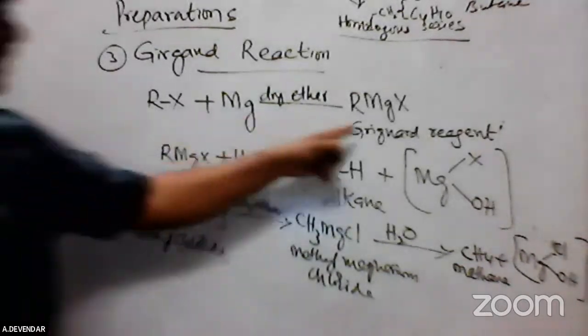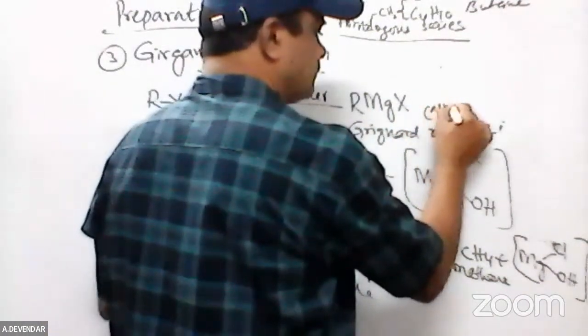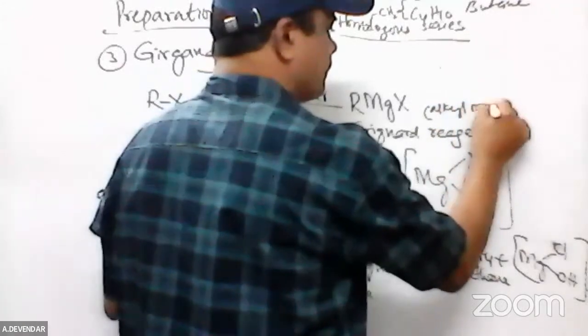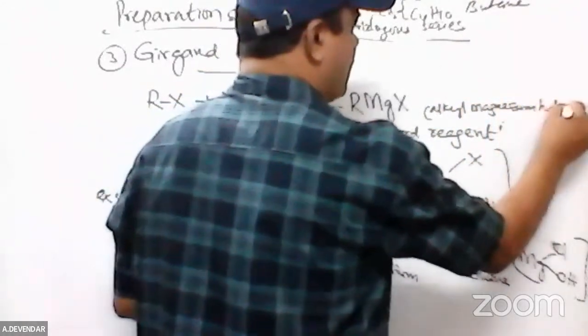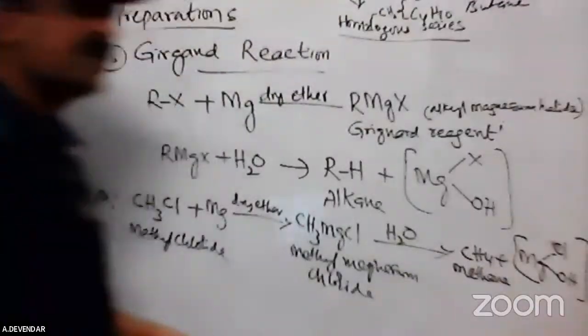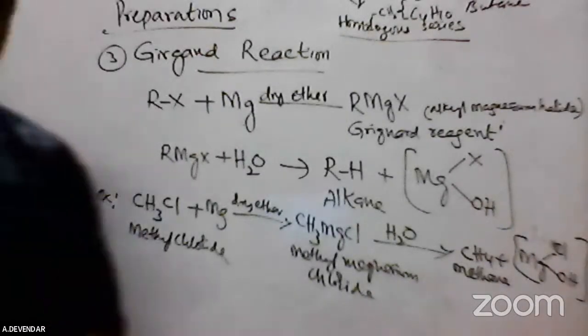So here, the Grignard reagent is called alkyl magnesium halide. Alkyl magnesium halide is called a Grignard reagent. So this is about the Grignard reaction. That is the third reaction.